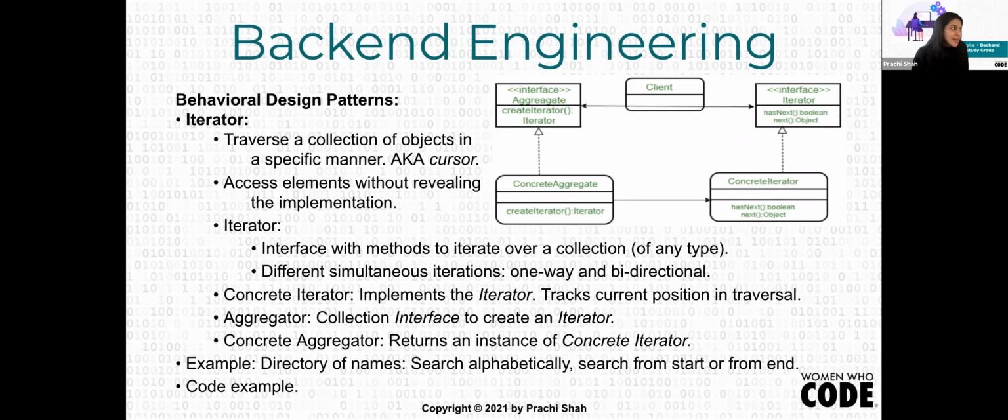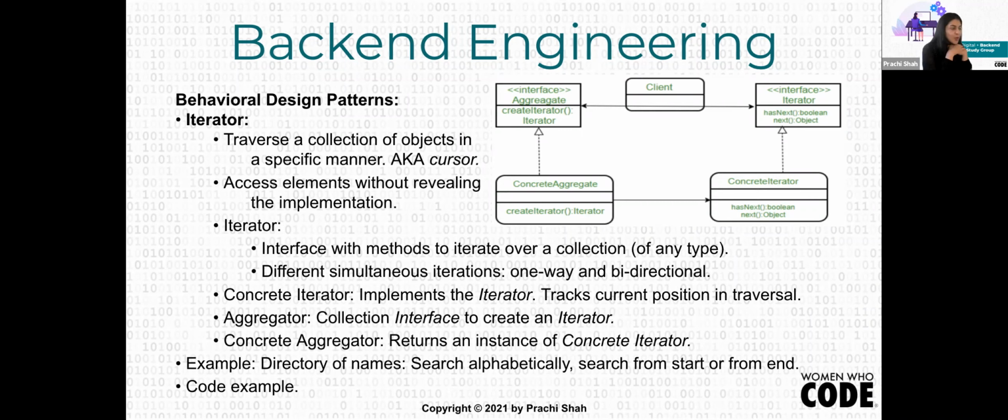So basically, an iterator helps you traverse through a collection of objects in a specific manner. It's like a cursor. Your cursor goes through each object in that collection. You access the elements without revealing what the implementation looks like. You pick the manner in which you want to traverse through a collection, and the iterator will do that for you, without telling you how exactly the traversing looks.